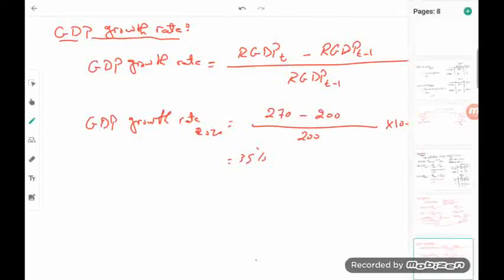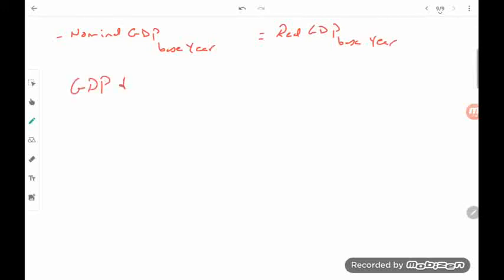So once again, in order to sum up before taking an example, as we said, nominal GDP for the base year is equivalent to real GDP for the base year. GDP deflator for the base year will be 100. These are rules. Okay, now let's take another example.